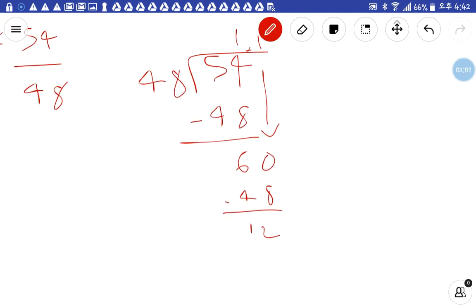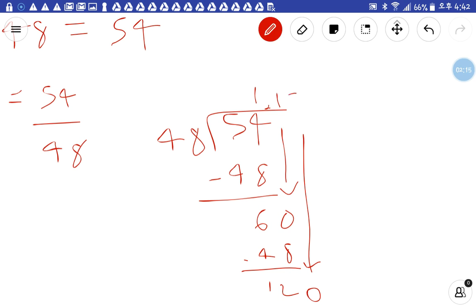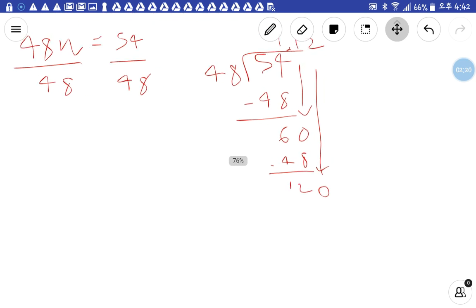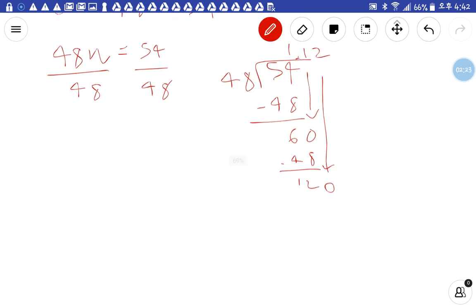Bring 0 down to make a 120. How many 48 can go in there? Which is twice. And then there will be 48 and 48, 96. And borrow, which is 10, 4, 2. Bring 0 down. How many 48 can go into 240? 5 times fully.